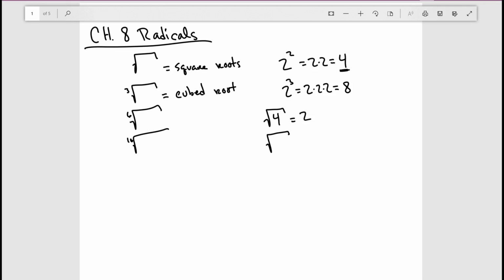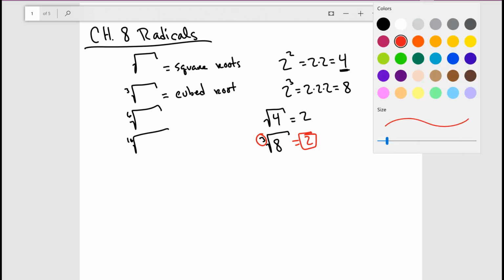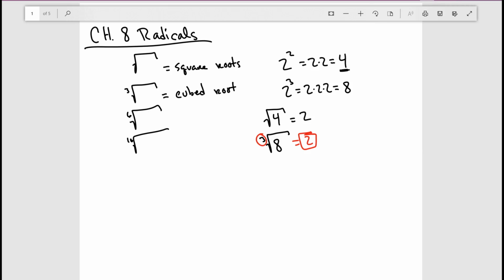Similarly, you have the cubed root. If I want to find the cubed root of 8, what 3 numbers, so that's what this 3 means. So this 3 just means what 3 numbers should I multiply together to get an 8? And the answer is going to be obviously a 2. So it deals with a lot of thinking. You can also use your calculator, and your calculator will actually be a really good resource.